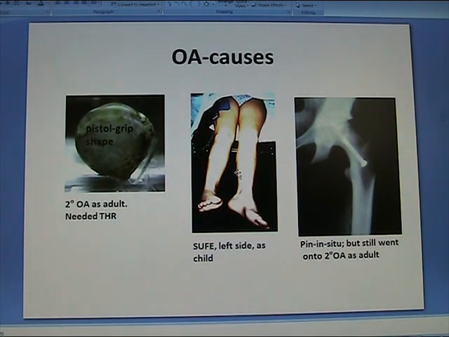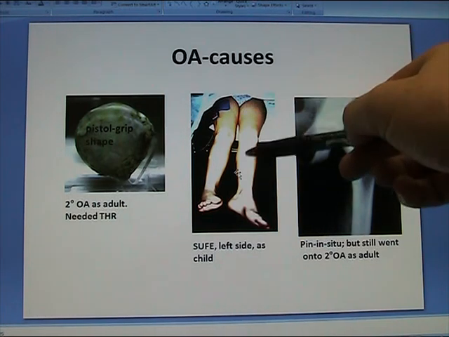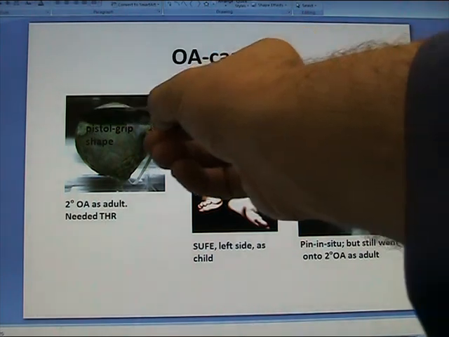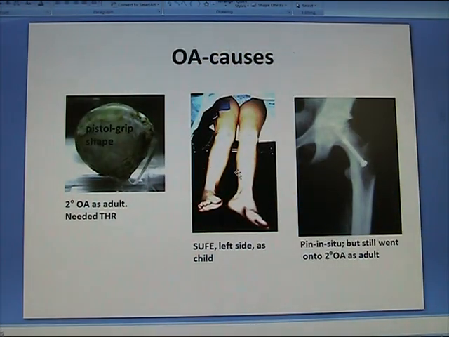Deformity of the joint resulting from childhood causes. Slipped upper femoral epiphysis, the leg externally rotates, the head slips off the top of the neck. You have to put pin in to stop it from slipping further. It results in pistol grip, typical pistol grip deformity. Abnormal or excessive loads, early OA in their 30s. May need a hip replacement then, rather young.